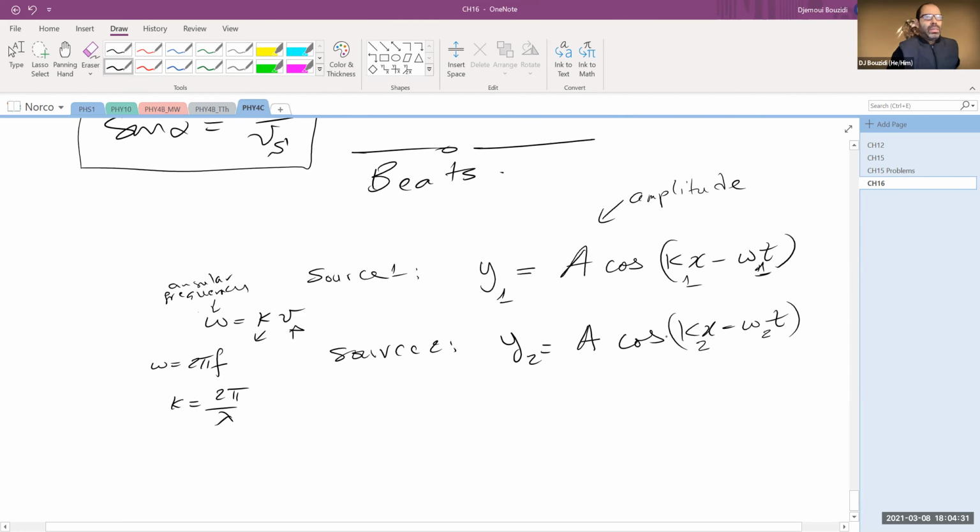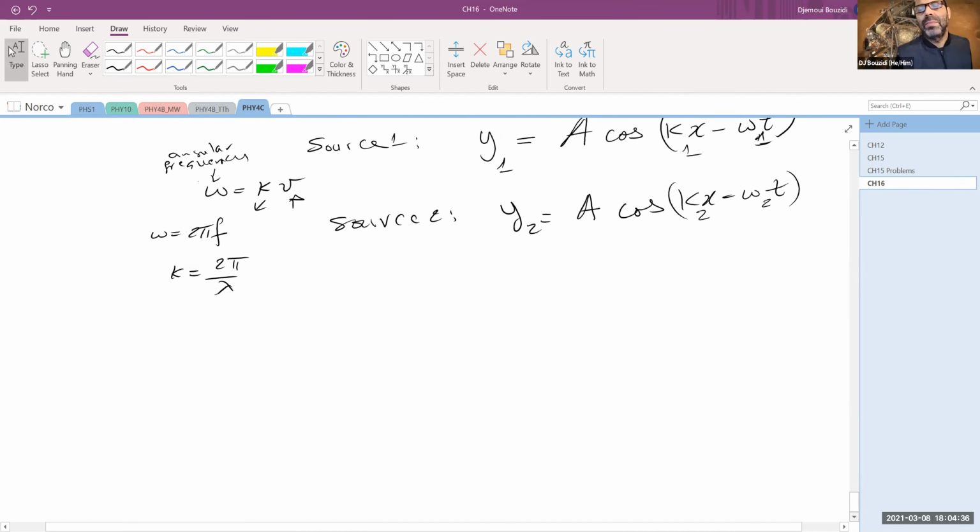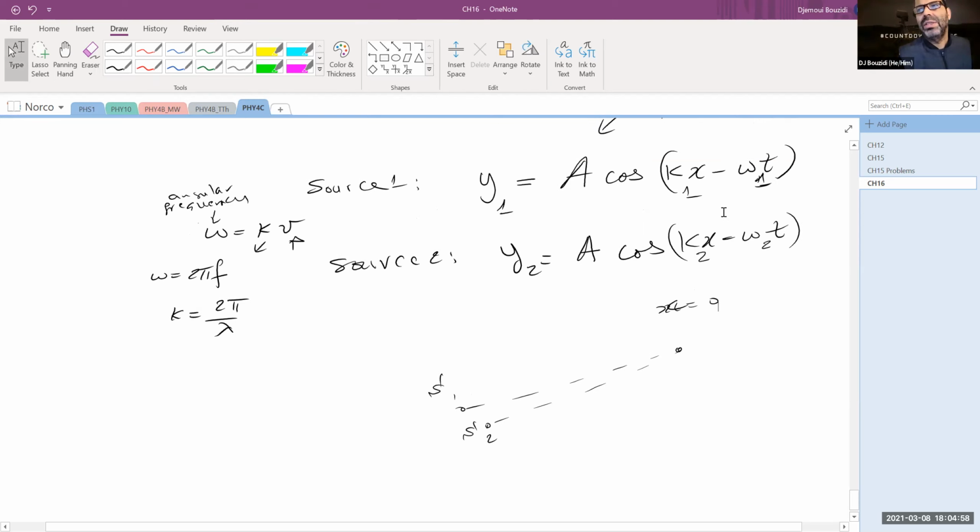Because I am a listener listening to these waves, and I am situated at specific points in space. I'm here. And this is the source S1, and this is the source S2, okay? As they send their waves in here and they reach me, I'm in the same location. I could take that location to be 0. I could take x equal to 0. If I take x equal to 0, the spatial behavior will not matter because k1 times 0 and k2 times 0 is 0.